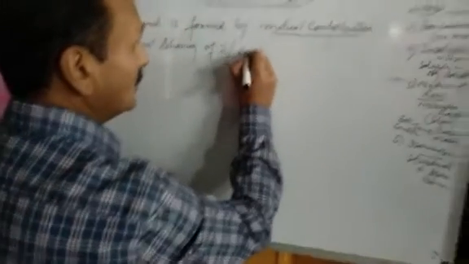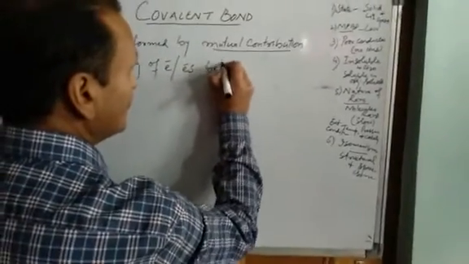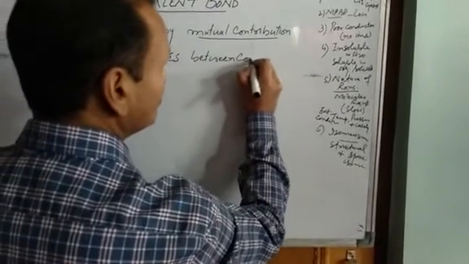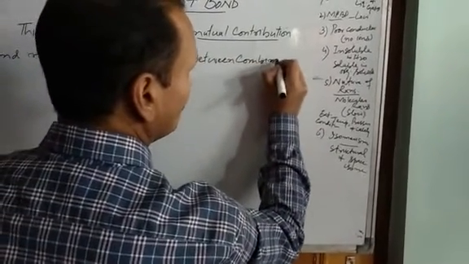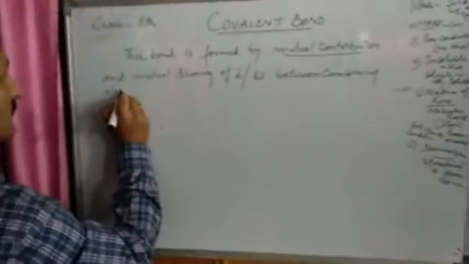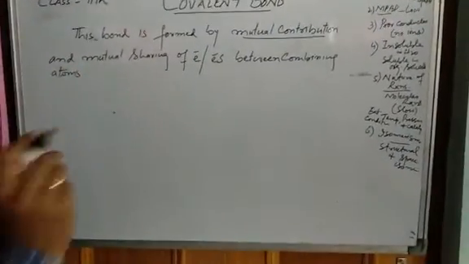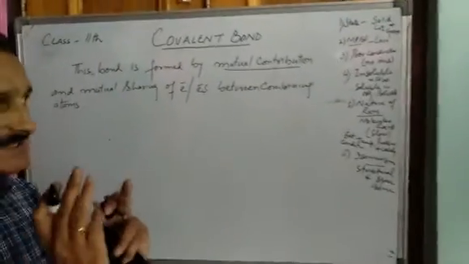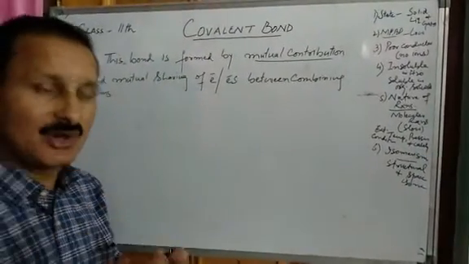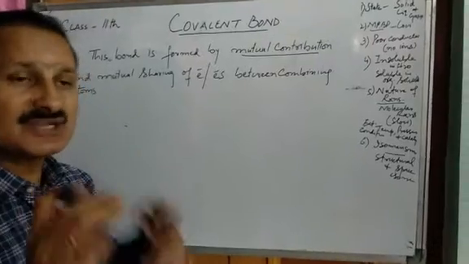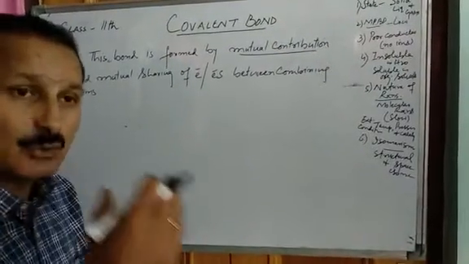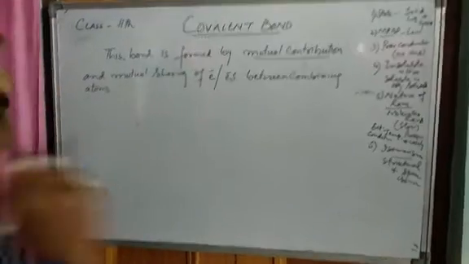Electron or electrons between combining atoms. So this bond is formed between those atoms of elements which are electron deficient, which require electrons so that they become stable and acquire the electronic configuration of nearest noble gas. Now let us take some examples.